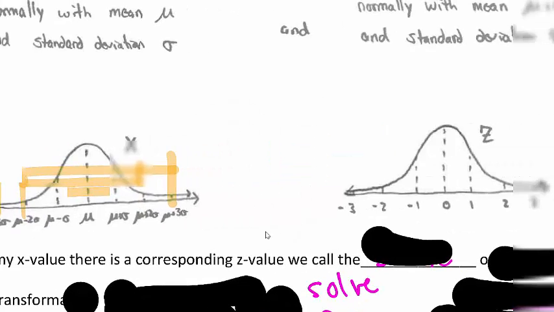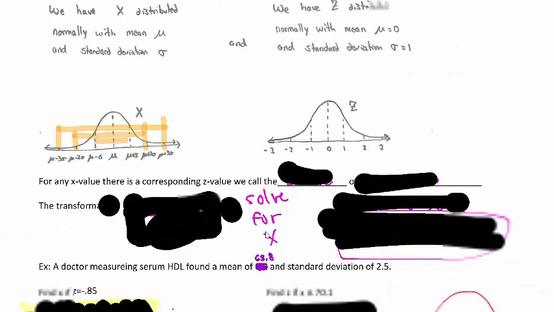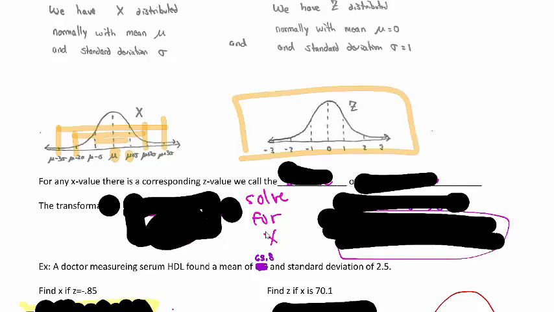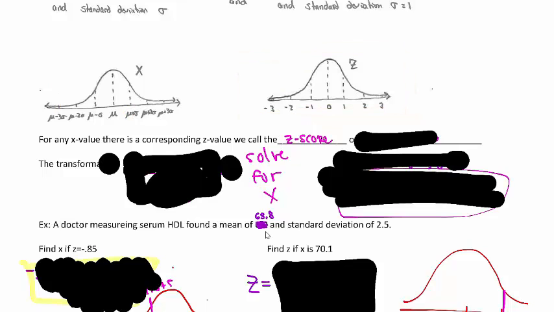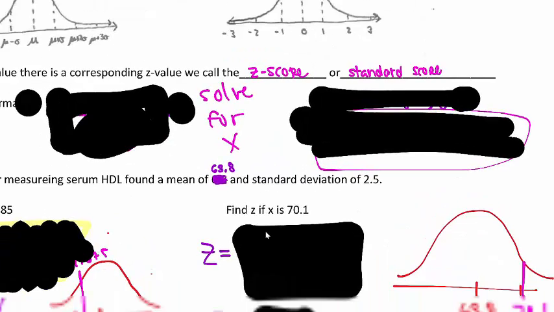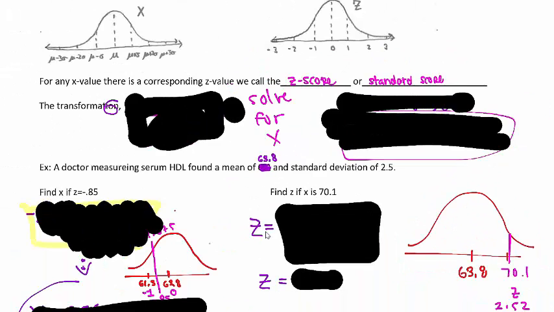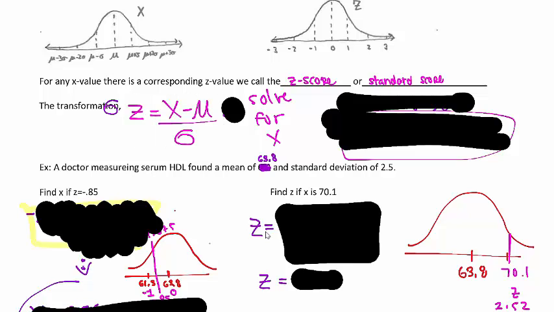And it says, hey, if we wanted to standardize that, make the mean 0 and the standard deviation 1, it would look like this, and now we call it a z-curve. And it says, for any x value, there's a corresponding z-value we will call the z-score or the standard score. Again, I'm reviewing based off of their notes. And we could use this z-score. This is the formula you've been using all along.